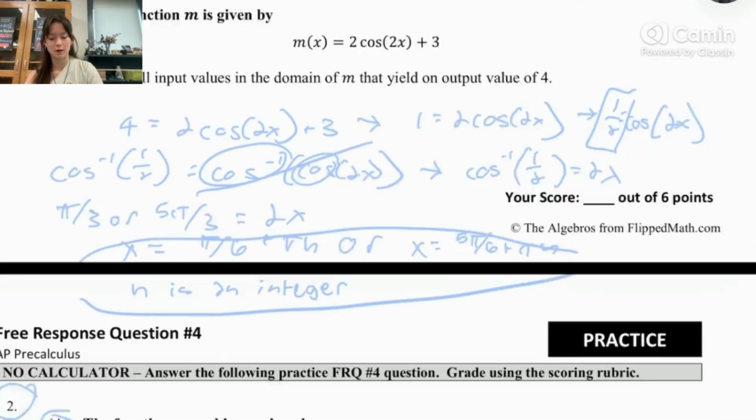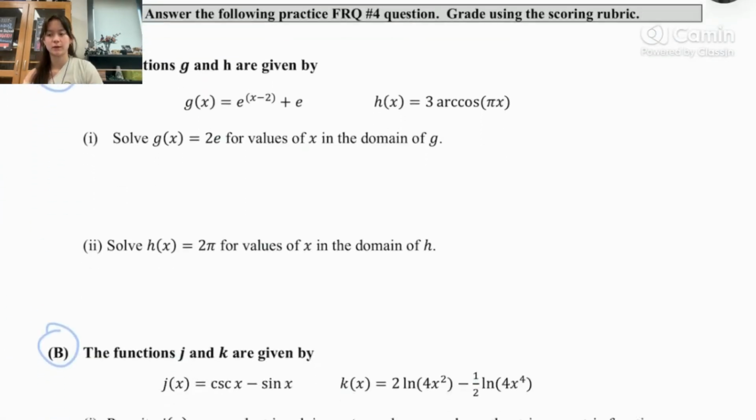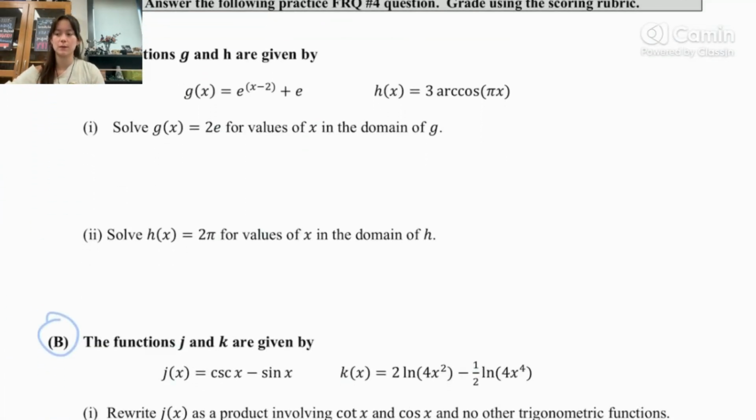There you go. All right, on to question 2. For this one, it's the same process as part A before. So you're going to solve for g of x, and you're going to subtract e from both sides. So that would get you, after we write this in, of course, e equals e to the power of x minus 2.